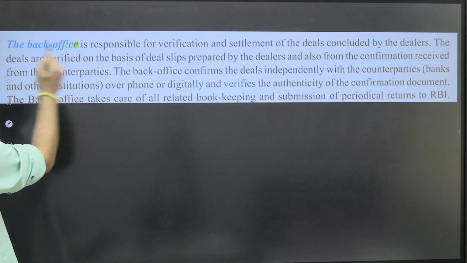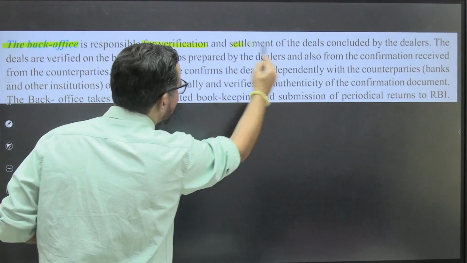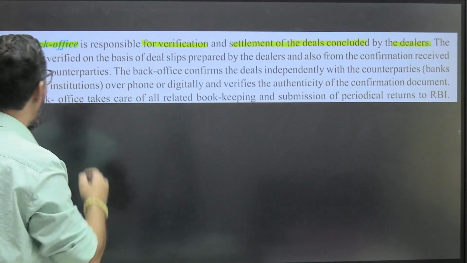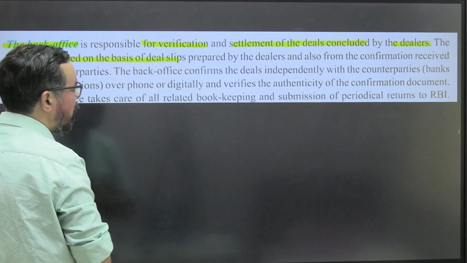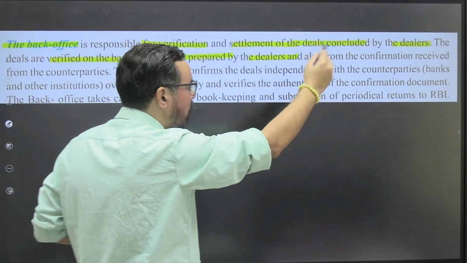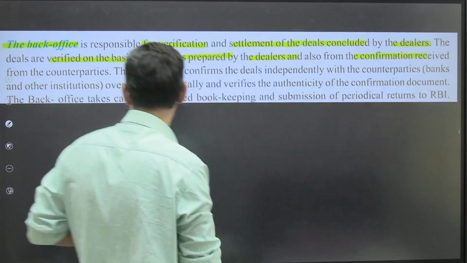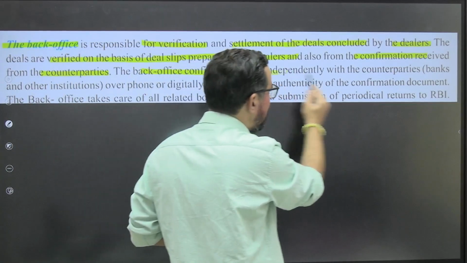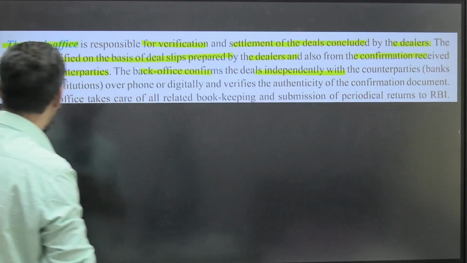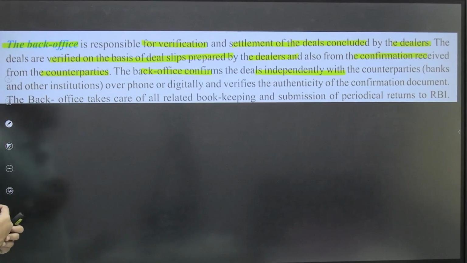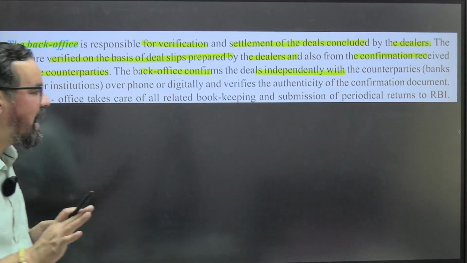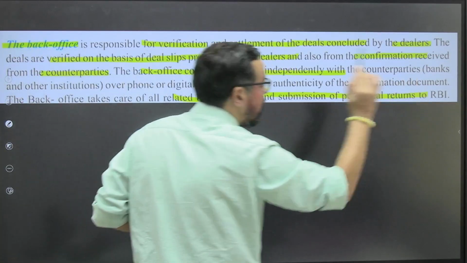ठीक है. Back office आपका responsible for verification and settlement of deals conducted by dealers. The deals are verified on the basis of deal slip prepared by the dealers, and also from confirmation received from the counterparties. Back office confirms the deal independently with the counterparties, bank and other institutions over phone or digitally, and verifies the authenticity of the confirmation documents. The back office takes care of all related bookkeeping and submission of the periodical returns to RBI.